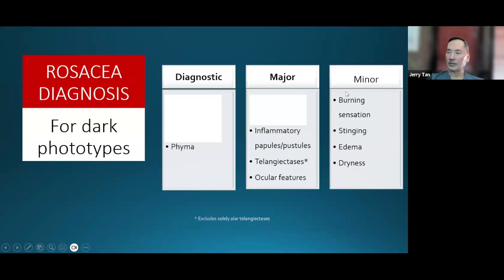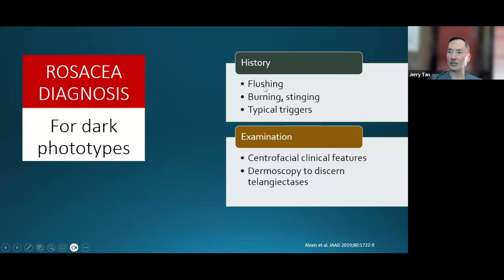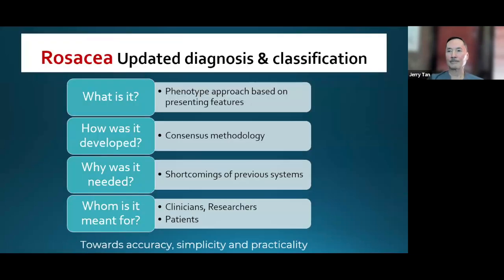The minor features are helpful because they can direct you to the diagnosis if the patient is discussing from the symptomatic perspective that they have flushing, they have burning and stinging sensations, then they're very typical triggers for rosacea patients. Your history guides you to this diagnosis. And then when you examine, look for centrofacial clinical features, including phyma, including papules and pustules in the absence of comedones, and then including dermoscopy to discern those polygonal telangiectasias.